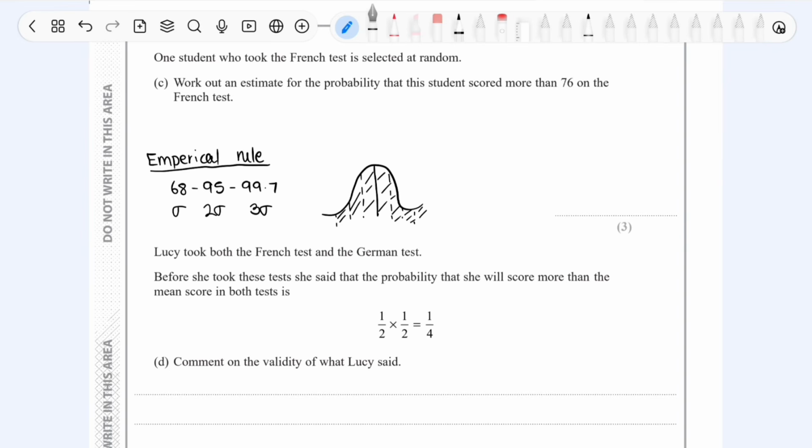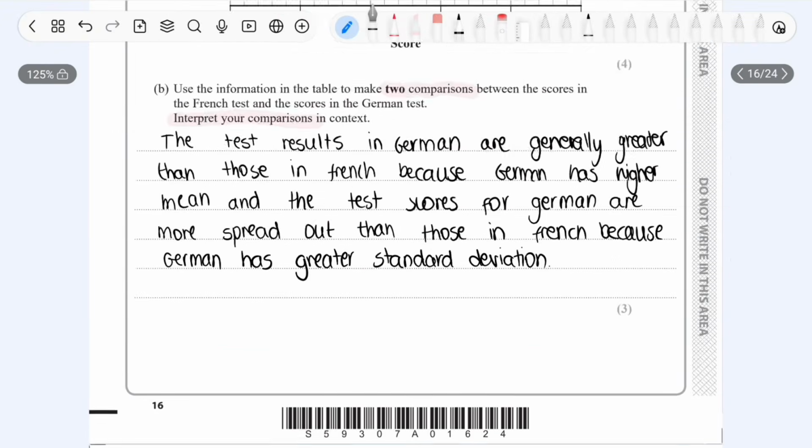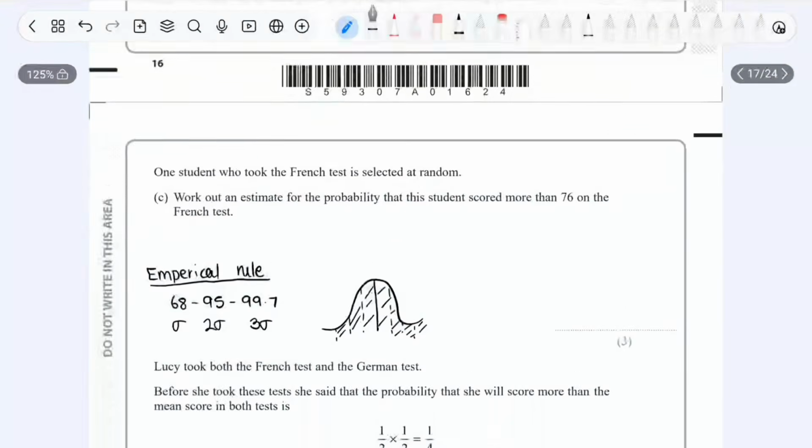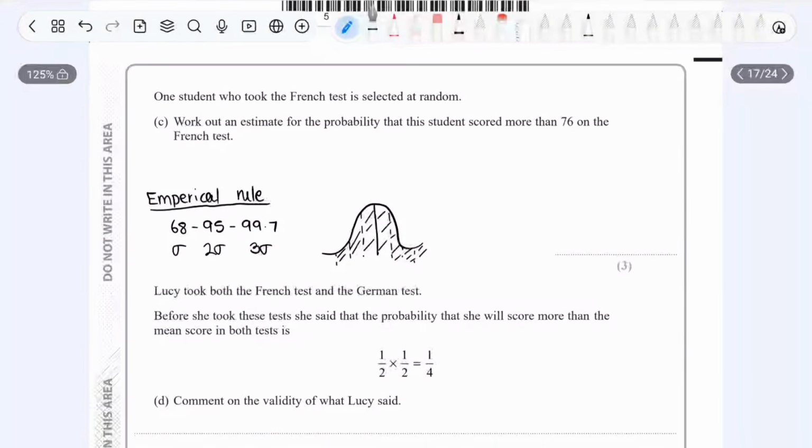So what this relies on is seeing that, well, for the French we had the mean score was 78 and the standard deviation was 2. If you can manipulate those numbers to get 76, you can see that 78 minus 2 gives us 76. Now if 2 is the standard deviation and this is the mean, this is the mean minus 1 standard deviation, and everything within this little bar is within 1 standard deviation. Now it's saying to work out an estimate.